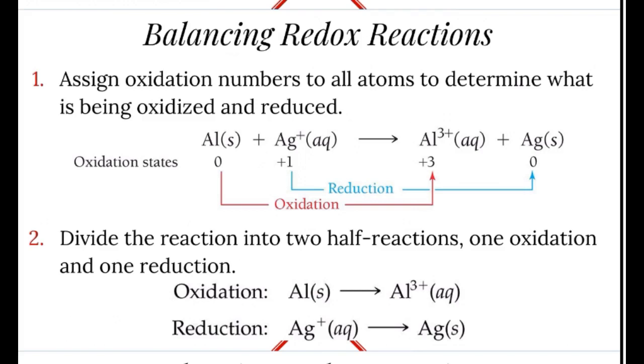So for this reaction, we have aluminum reacting with a silver ion to create aluminum ion and a silver solid. Now keep in mind, this is a net ionic reaction.